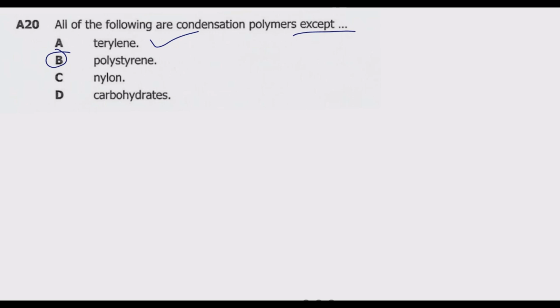Nylon is also formed from diamines and dioic acid, and this is basically one of the condensation polymers. Then if you look at carbohydrates, these are natural polymers, so they are made using natural condensation polymerization, from glucose to form starch. So this is not correct. So basically B is the correct answer. So basically this is how you answer these questions to get the optimal marks in this paper.